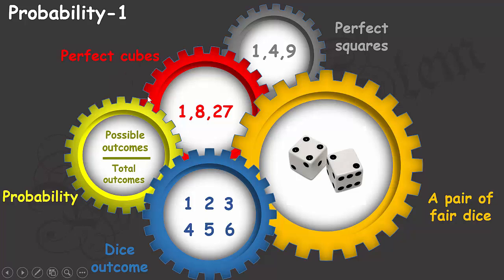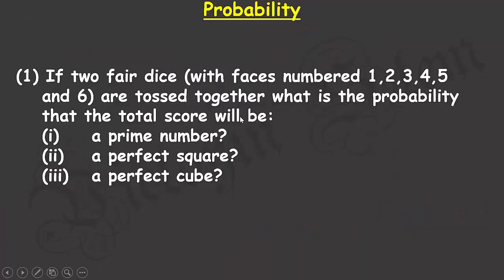Perfect cubes are numbers whose cube root is a whole number. So the cube root of 1 is 1. The cube root of 8 is 2. The cube root of 27 is 3. I'll read out the question.